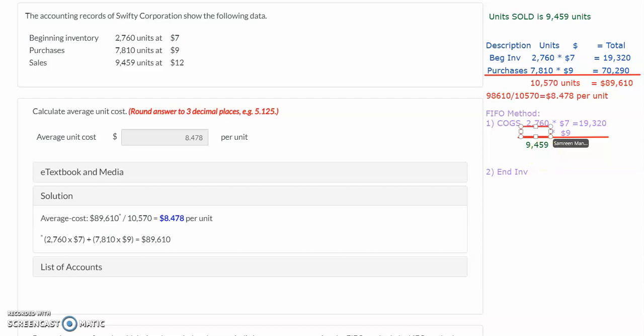9,459 minus 2,760. So you're going to end up with 6,699. So you're going to take that number times your $9, and that's going to be your cost of goods sold in addition to that beginning inventory.